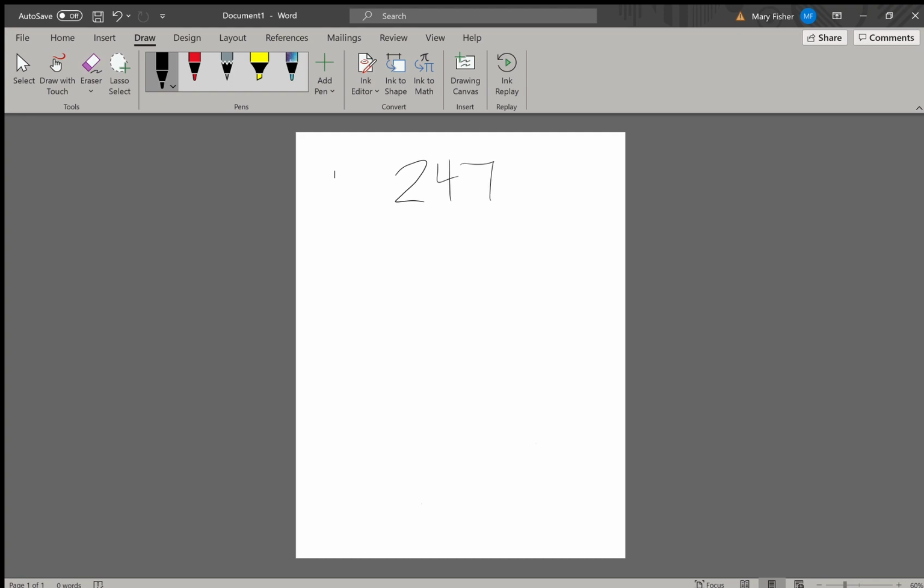247 plus 331. Okay. And so when I'm talking about expanded form, I need to make the expanded form of both my 247 and my 331. So I'm going to start off by giving my expanded form of 247.